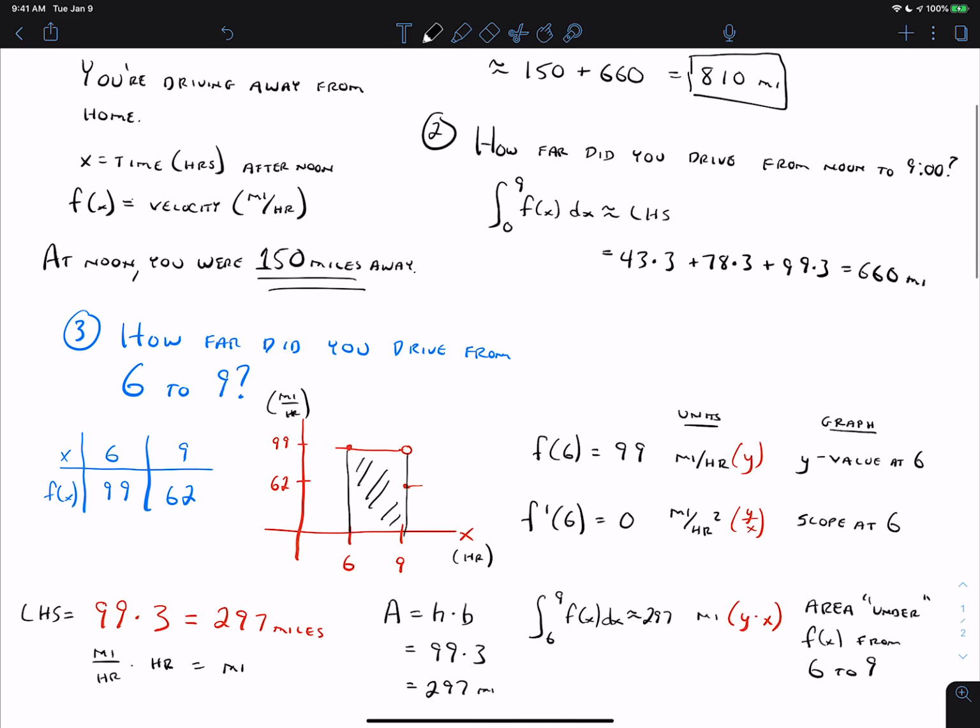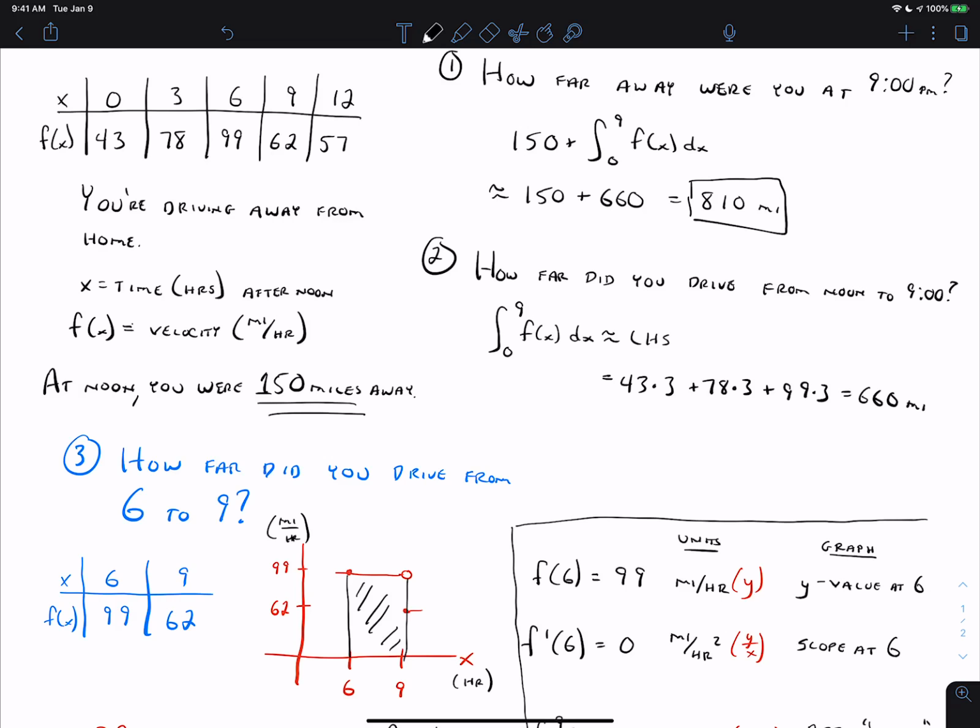It's very important to know from Calc 1 this stuff that we've got on the bottom right-hand corner of the screen. So the fact that f of x is the y value, f prime of x is y divided by x, which is the slope. For the integral from 6 to 9, or from a to b, of f of x dx, the units are y times x, and it's the area or the net area between f of x and the x-axis from a to b, or from 6 to 9.